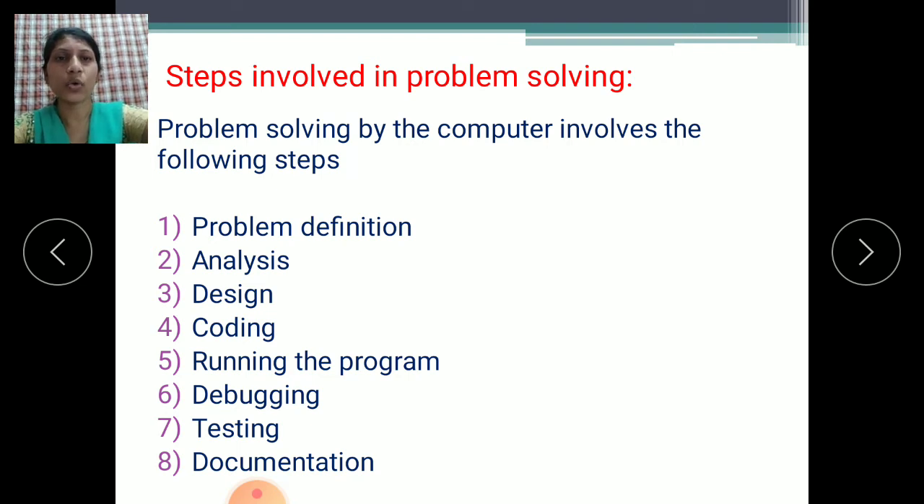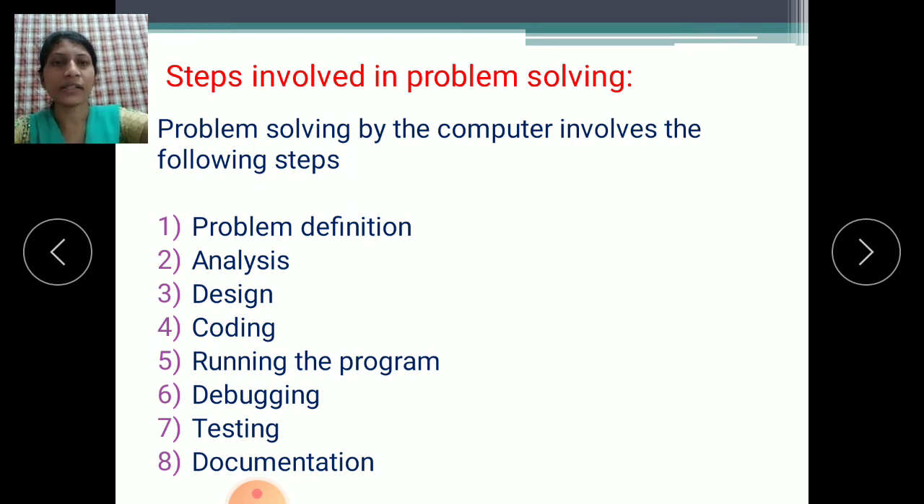Then the fourth one is coding. What does coding mean? A program is a set of instructions to solve any particular problem by computer. The actual process of writing the program is called coding. That means the actual code, how the computer can perform it step by step and how it will find the result. According to that we should write the step by step code, that is called programming coding. The process of writing the program is called coding.